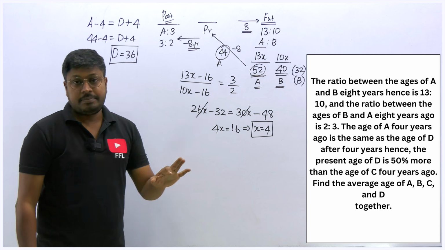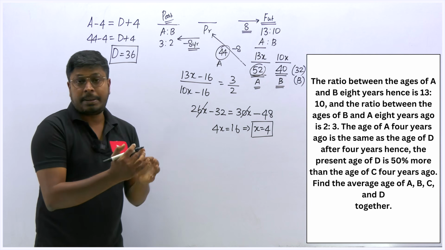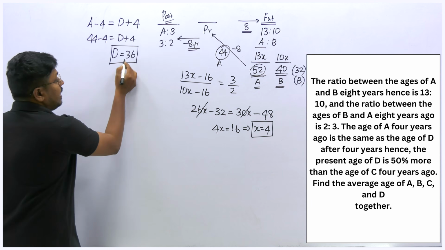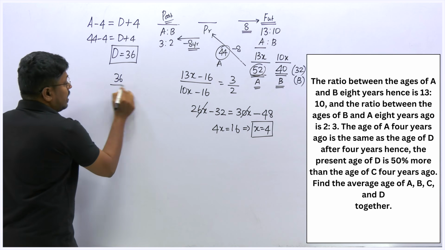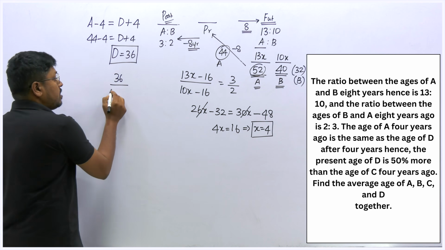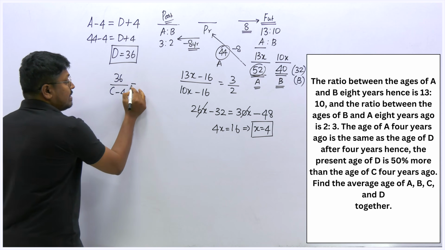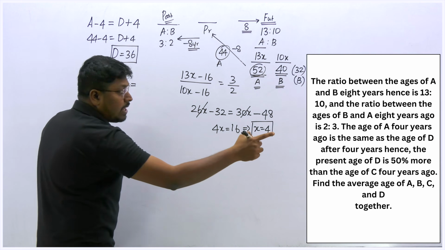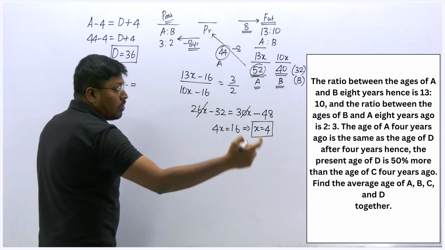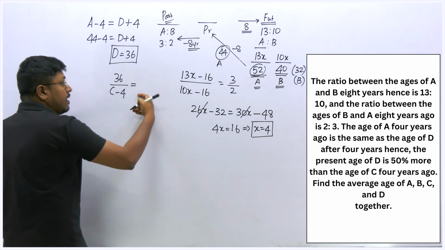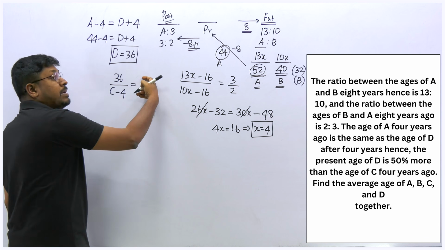4 years ago. So 4 years ago means they are talking about the past. So we already know that D's age is 36. C's age 4 years ago, we don't know what the C's age is 4 years ago. C minus 4 is equal to, just read the words carefully, 50% more than. That means when compared to C, the person D is 50% more.